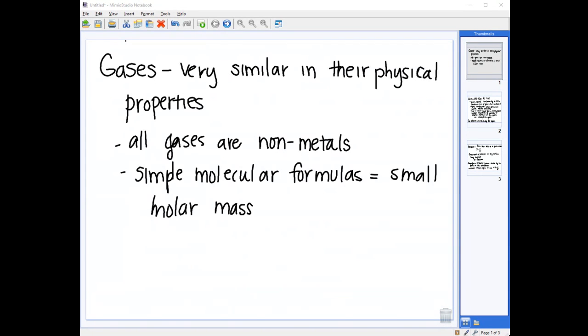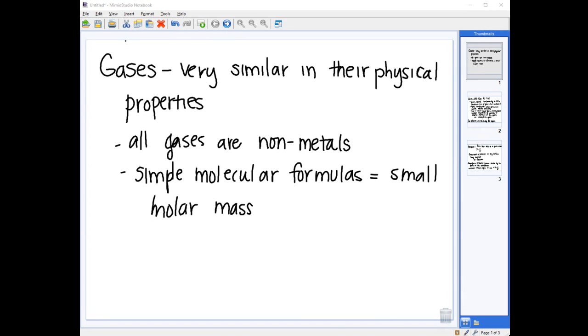And we're going to look at some of the properties of gases. We can study these pretty much as easily as we study the properties of solids and liquids. But a couple of things about gases. While they are very different chemically, they are very similar in their physical properties. So we can have gases that are made up of different chemical elements that still share very similar physical properties.